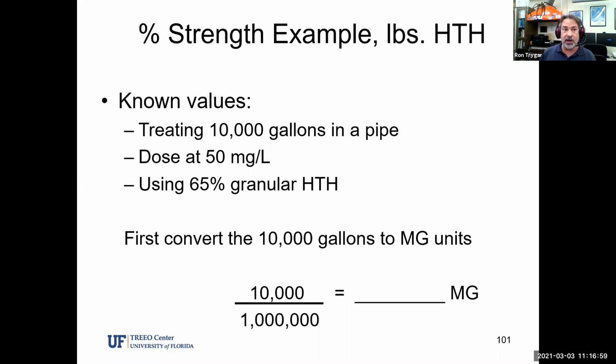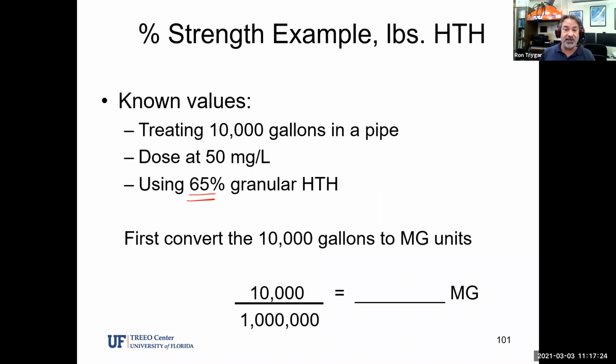That's a general number that we use when we disinfect water mains. It's a pretty strong dose. That's a really high amount of chemical to kill bacteria that could be inside that pipe. And the chemical we're using contains 65% available chlorine. So first things first, we need to figure out what the 10,000 gallons are as million gallon units.